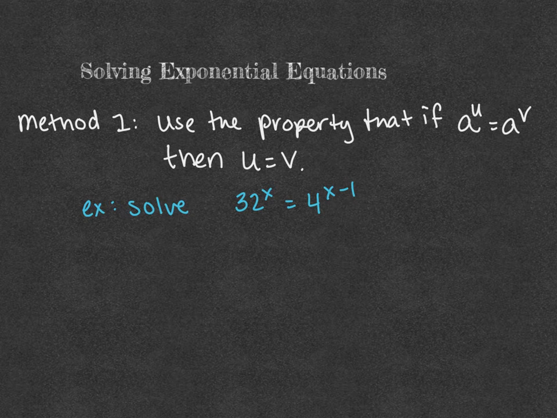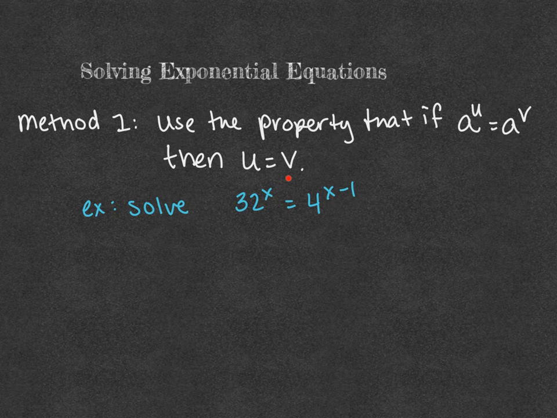So let's go ahead and switch gears here into solving exponential equations. And just to remind you of some of the methods we've already established in Chapter 6 so far. Method 1 says to use the property that if a to the u equals a to the v, then it must be that the exponents are equal to each other. So let's do an example here together.